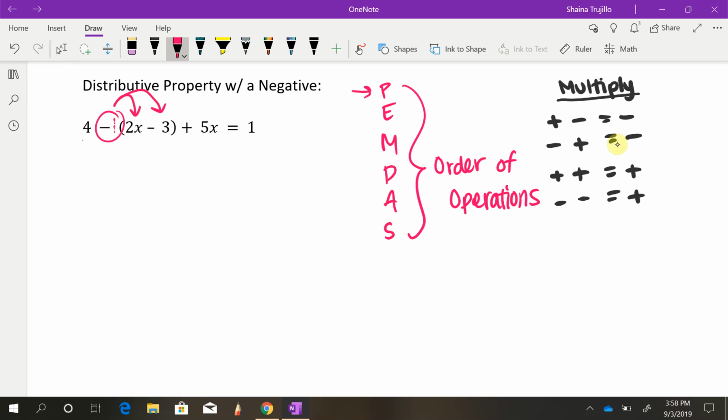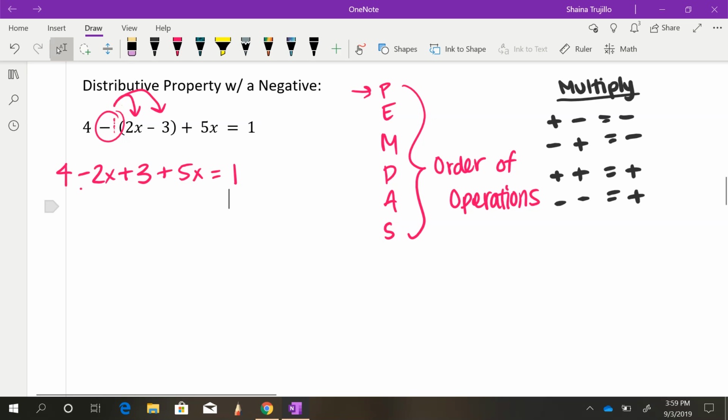So let's go back here. I have 4, and then I have a negative 1 times 2x. Well, I know negative 1 is a negative, times 2x is a positive, so my resulting sign is going to be a negative. So I end up with negative 2x. My next one is negative 1 times negative 3. A negative times a negative is a positive. Now that I've reconciled those parentheses, I'm going to finish out my equation.